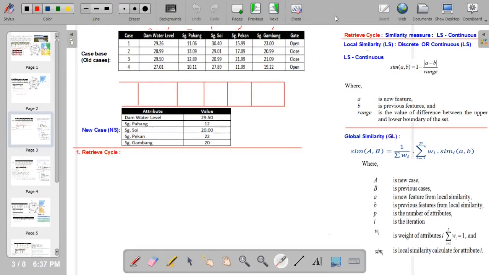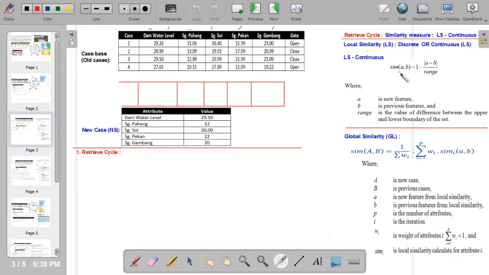So in our case study, here are the attributes, right? Attribute 1, attribute 2, attribute 3, attribute 4, attribute 5. Each of these attributes has values. If you can see, the values of the attributes of the old cases and the new cases are represented in continuous type. So we have to implement the formula of continuous. So here is the formula. I already got it from the slides.